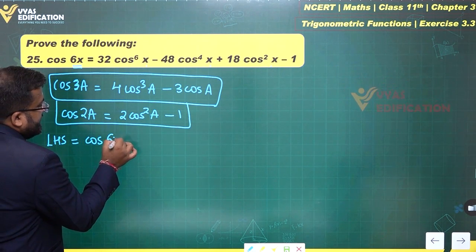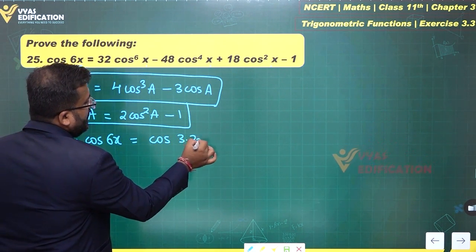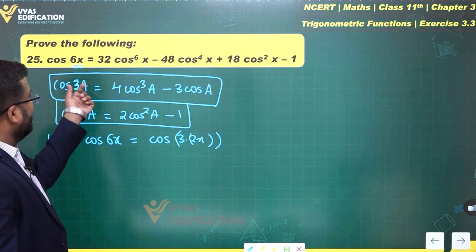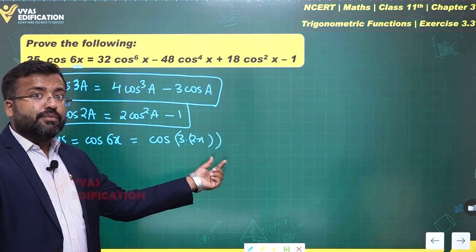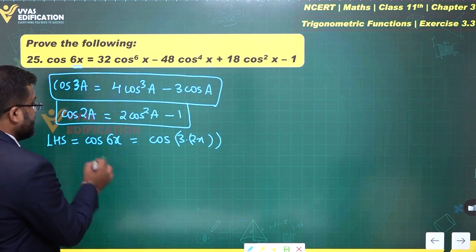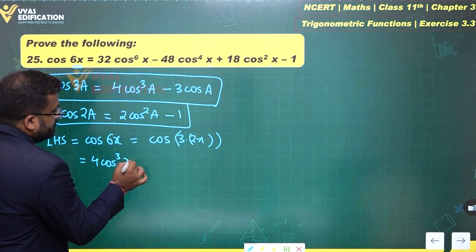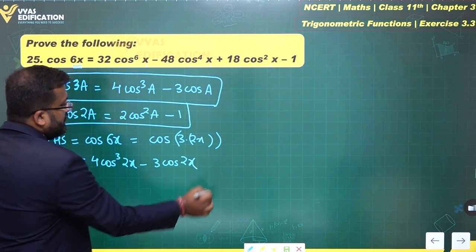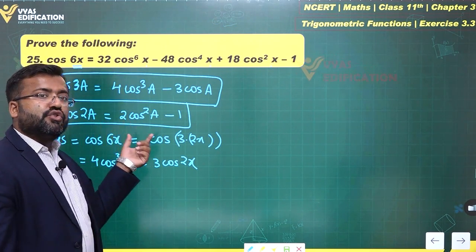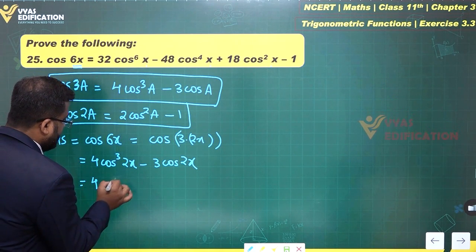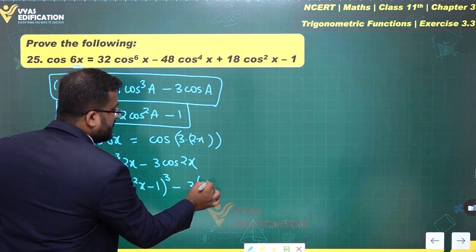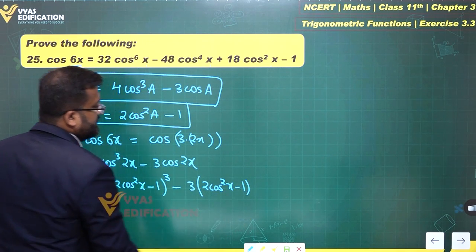In the LHS we have cos 6x, which can be written as cos of 3 times 2x, right? Cos of 3a, that is what we have. Cos of 3a is 4 cos cube a minus 3 cos a, which is 4 cos cube 2x minus 3 cos 2x. After this, I can write cos 2x in terms of cos x, which is 2 cos square x minus 1. Let's do that: 2 cos square x minus 1 whole power 3, and 3 times 2 cos square x minus 1. This is what you will get.